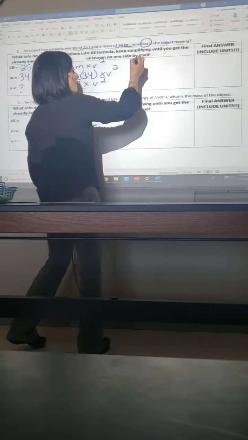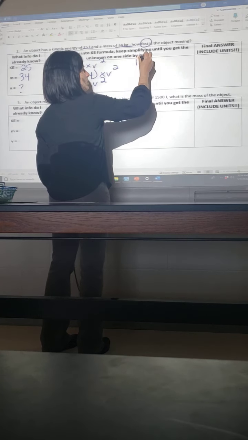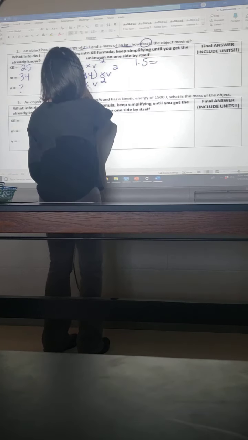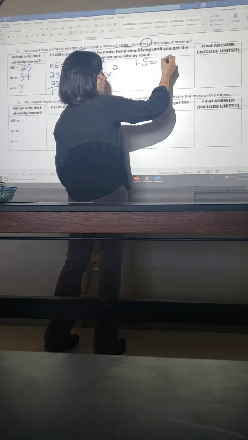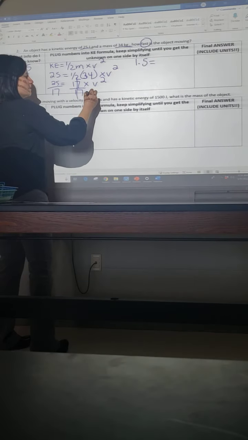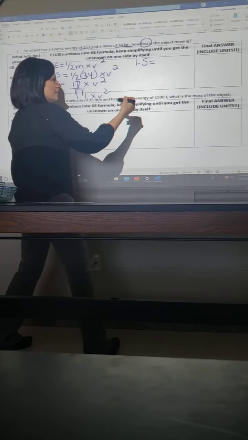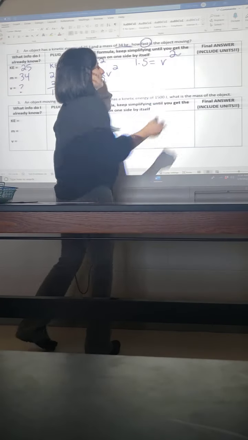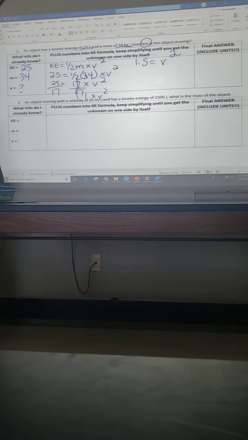Okay, I'm gonna move everything over here just for more room. So I have 1.5 is what my left-hand side turns into. And I have basically 1 times my V squared. Well, anything times 1 is just itself. So am I done? What do you think, Cade? Yeah, take the square root of 1.5.